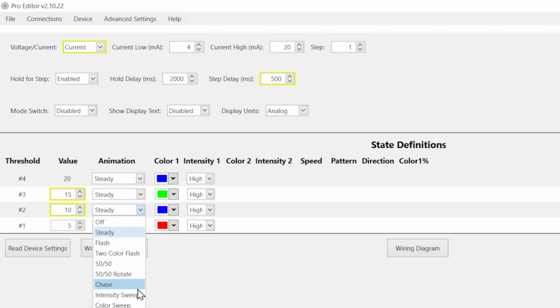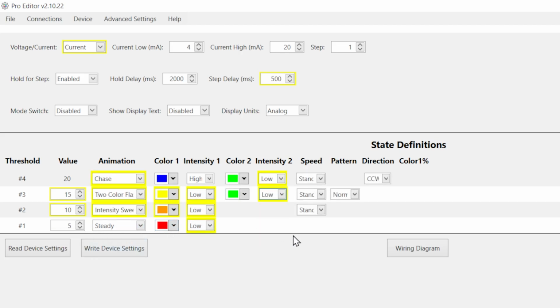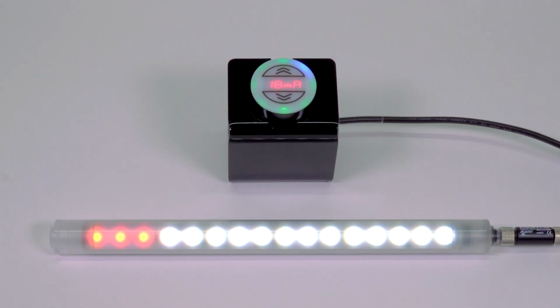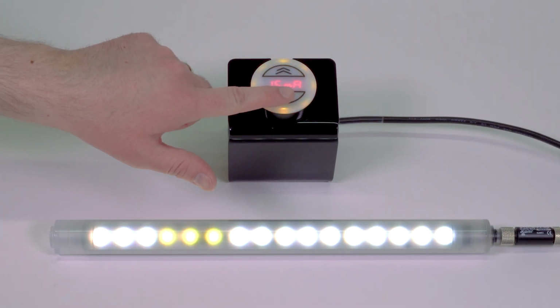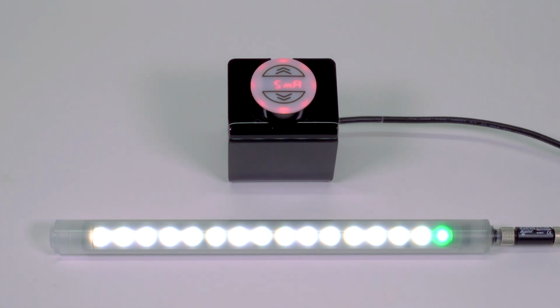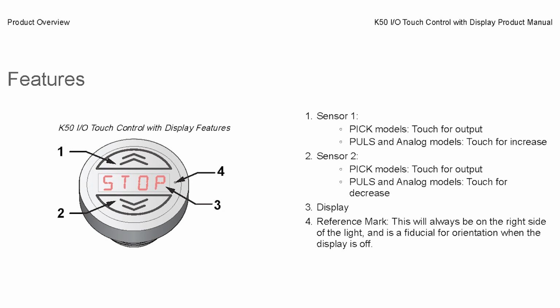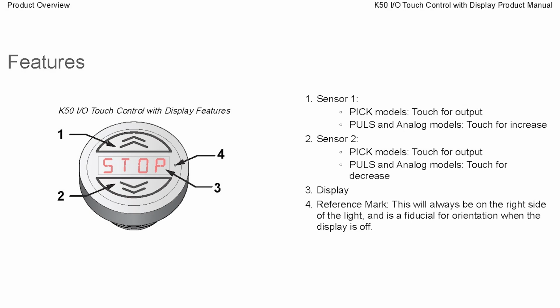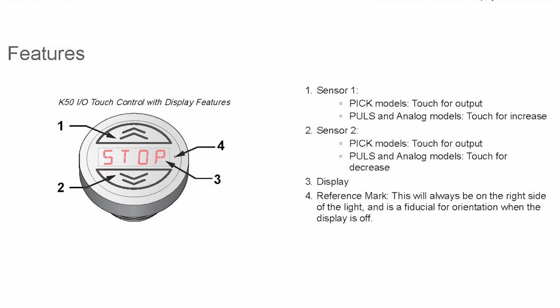This is a how-to video that will cover the basics of programming the analog models of the K50 IO Touch Control with display from Banner Engineering. These models provide either a 0 to 10 volt or 4 to 20 milliamp output for dimming, speed control, or other analog-driven applications. The signal level is controlled via the two touch zones, and the light can be configured to display different animation states based on custom thresholds.